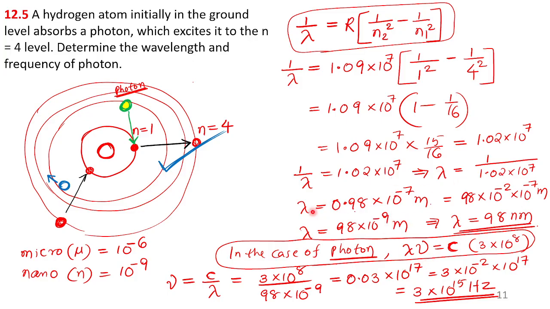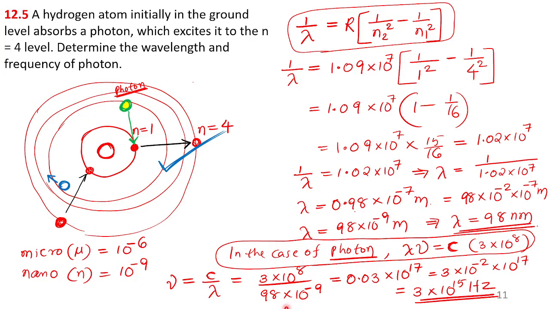Let me use this value. I got the value of lambda as 98 into 10 raised to minus 9. So mu can be written as c by lambda. Mu equal to c by lambda. C is 3 into 10 raised to 8 by lambda, which is 98 into 10 raised to minus 9.